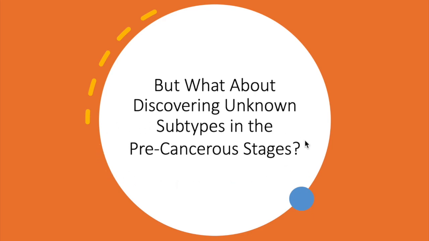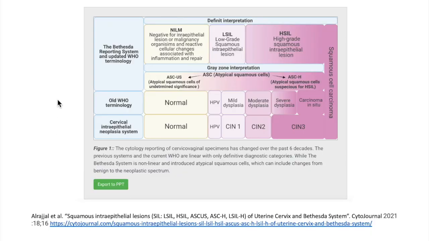These are the stages that give pathologists a hard time. So there are several staging systems. One is the Bethesda system, then there's the old World Health Organization system, and then there is the CIN system.